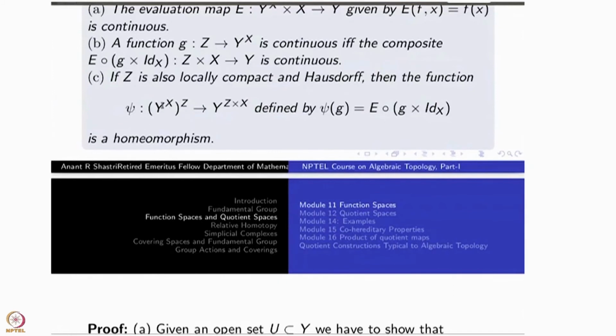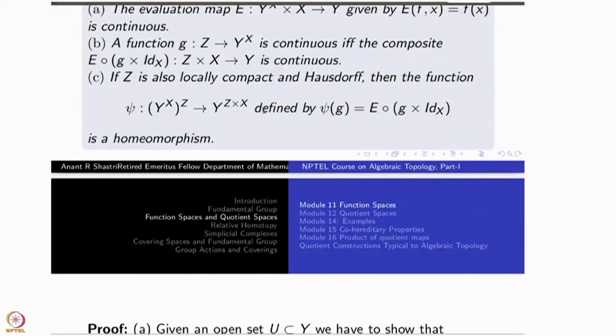This is Y power X. So if something should work properly, X must be locally compact. This whole thing is raised to Z, so Z must be locally compact. So Z cross X, both of them are locally compact, so the product is also locally compact.